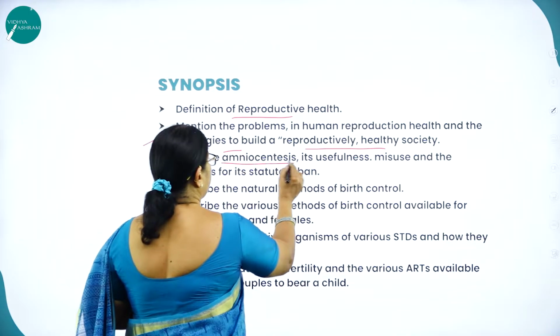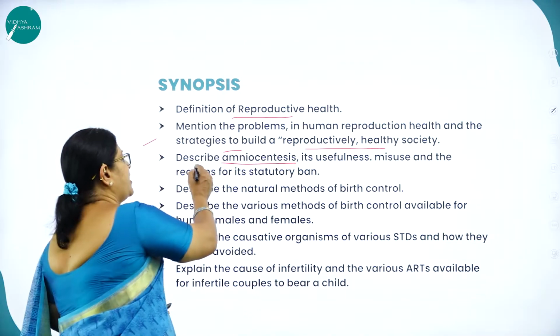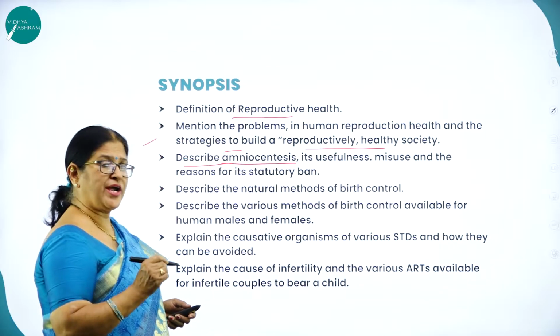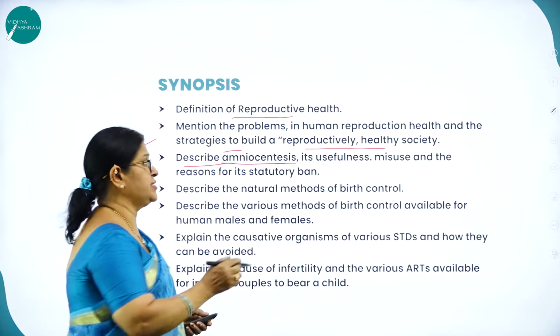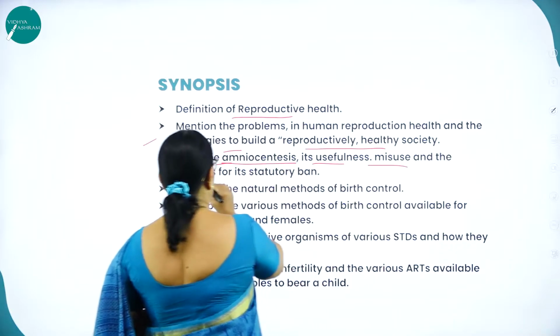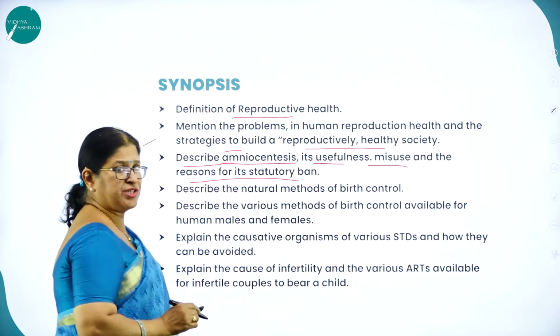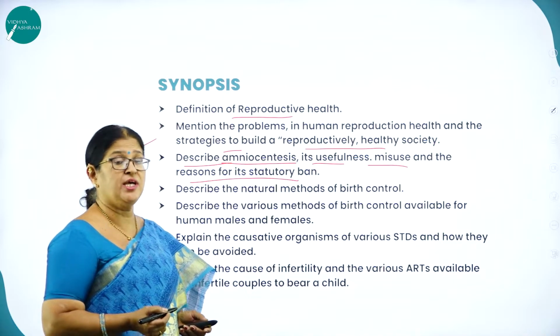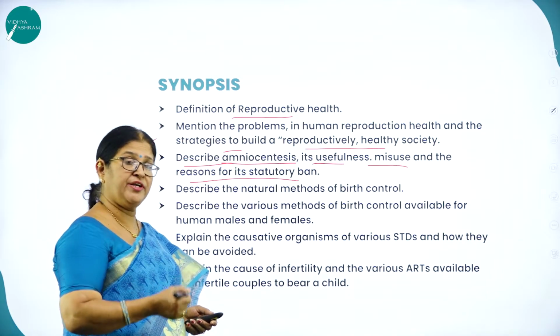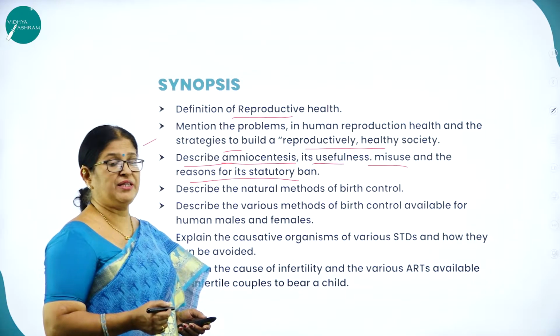And describe amniocentesis. So you'll be describing amniocentesis. It is a method to identify the sex of a developing fetus, its usefulness, then its misuse, and the reasons for its statutory ban. Why is it banned? To avoid unwanted female feticides, because if they come to know that the fetus they are carrying is a female, they get it aborted.